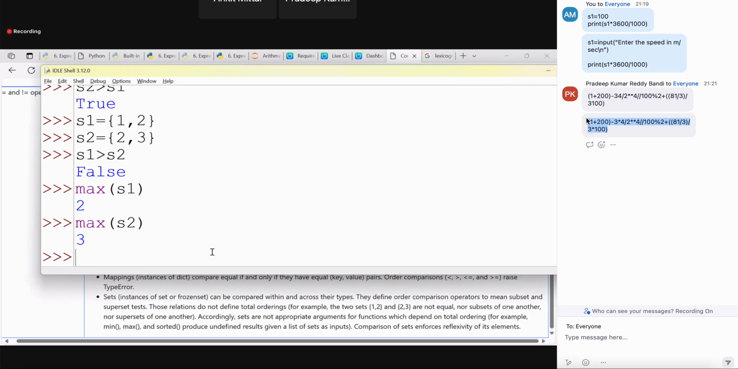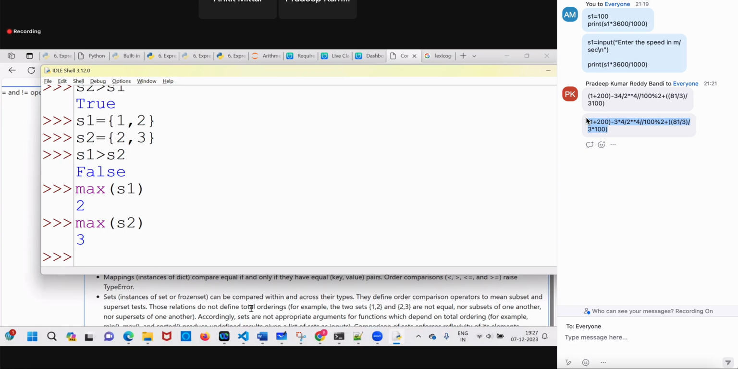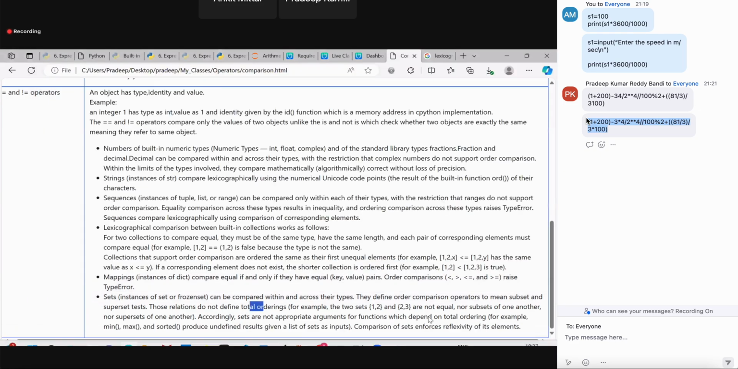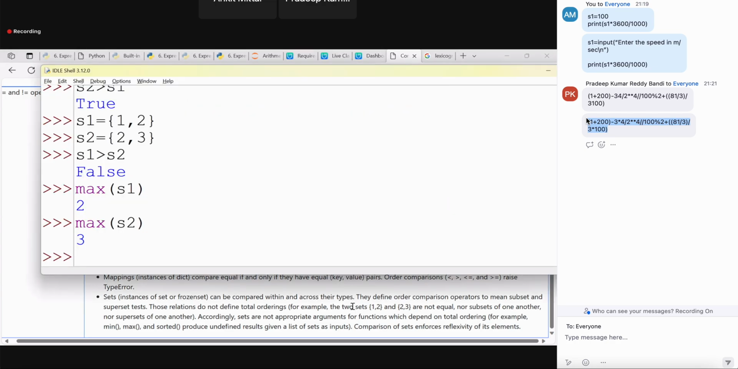But here my doubt is only this one. We do not define total ordering, so {1, 2} and {2, 3} are not equal. It is not positional, so we cannot say the first position is smaller or greater. But why is it returning a result? It says S1 greater than S2 is False. What comparison is it doing in this case? That is important, so anyhow, I'll check this.